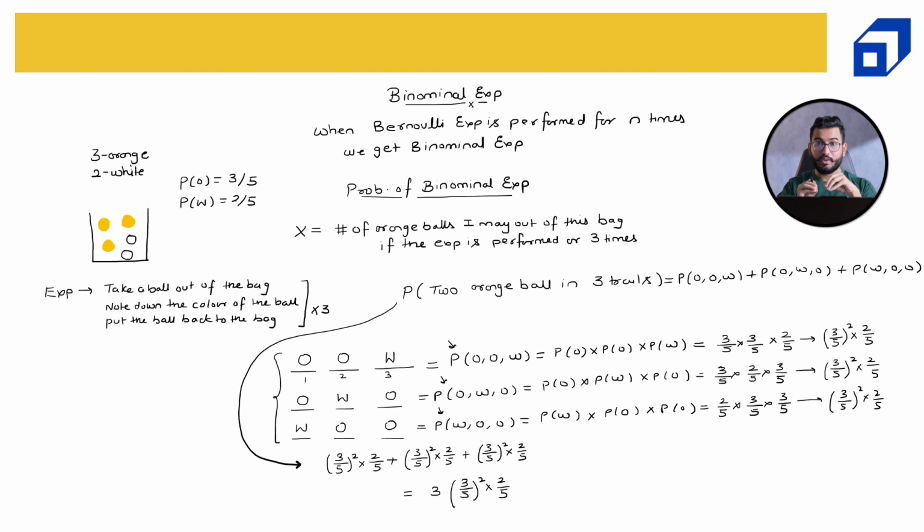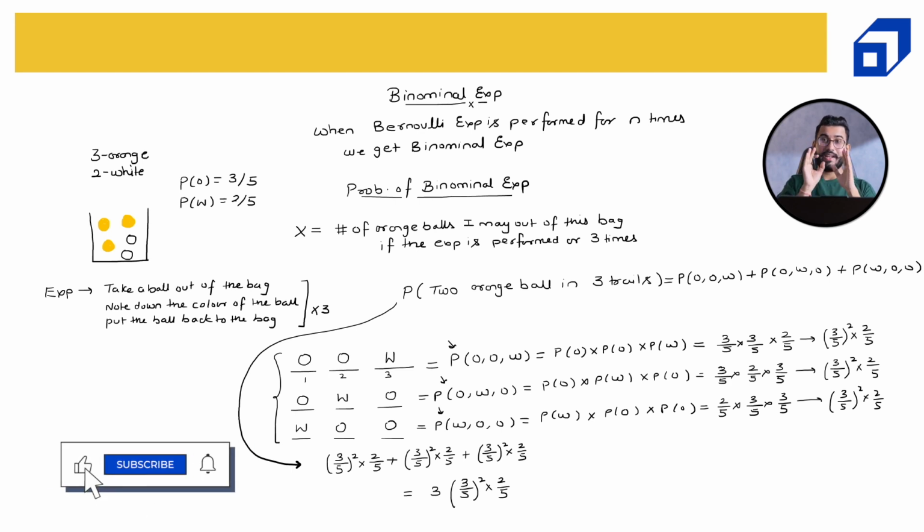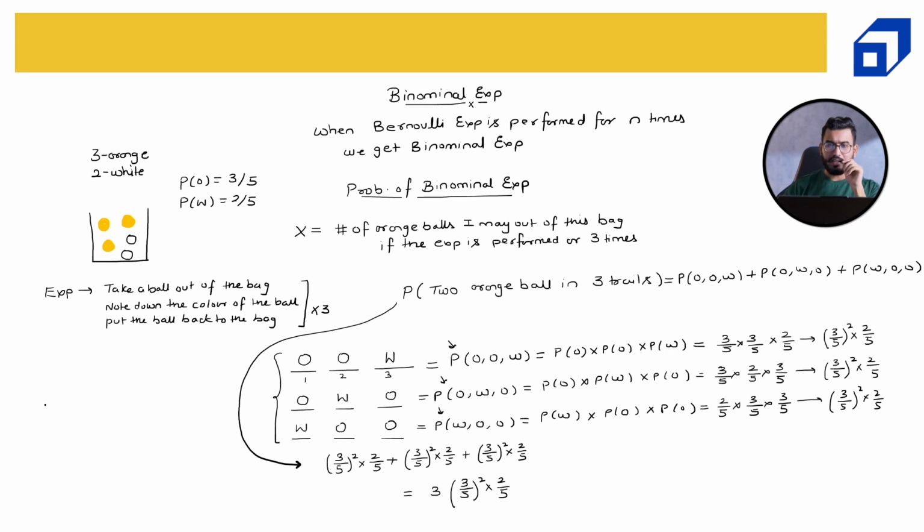Now this particular equation can be generalized for any binomial experiment. How? Let's see. The generalized equation is nCx p^x q^(n-x). This particular equation can get you the probability of any binomial experiment.